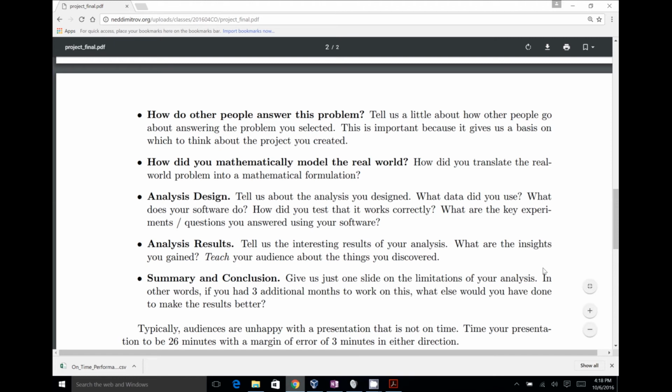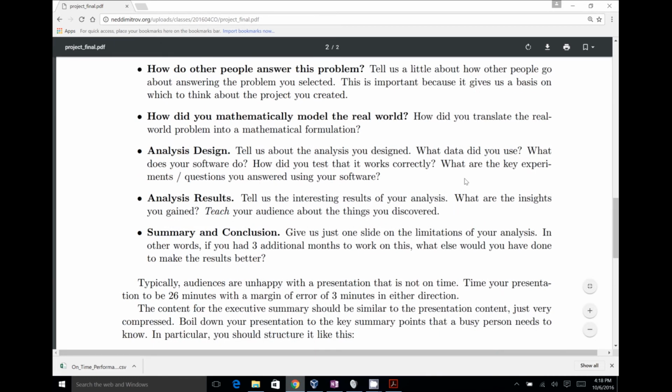Then some analysis design. So what is it that you actually wanted to do? Like, how do you actually design the problems that you're going to solve, right? So maybe something about your program design or what kind of experiments you want to run, and so forth. Or things like what are the key experiments or questions answered using your software.